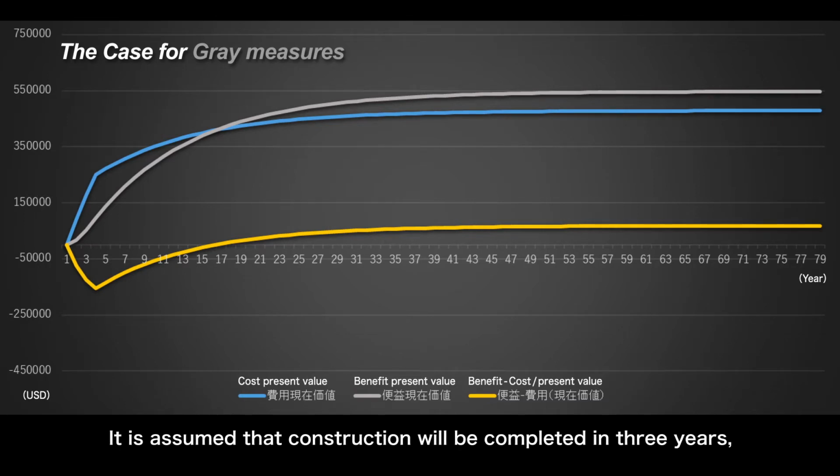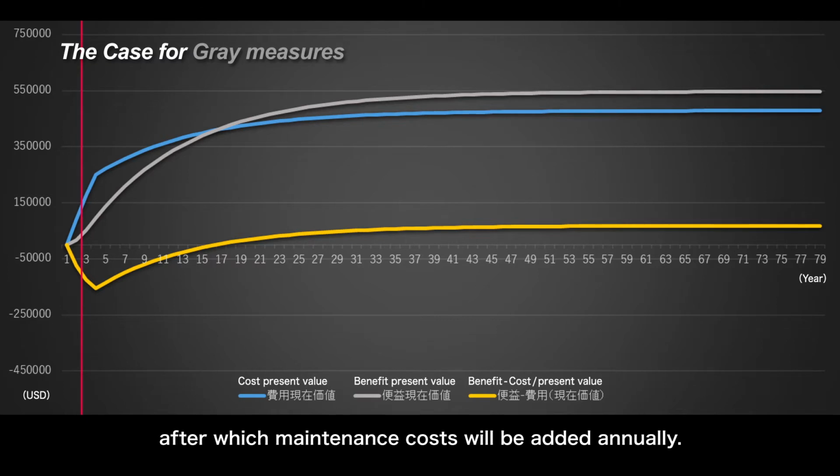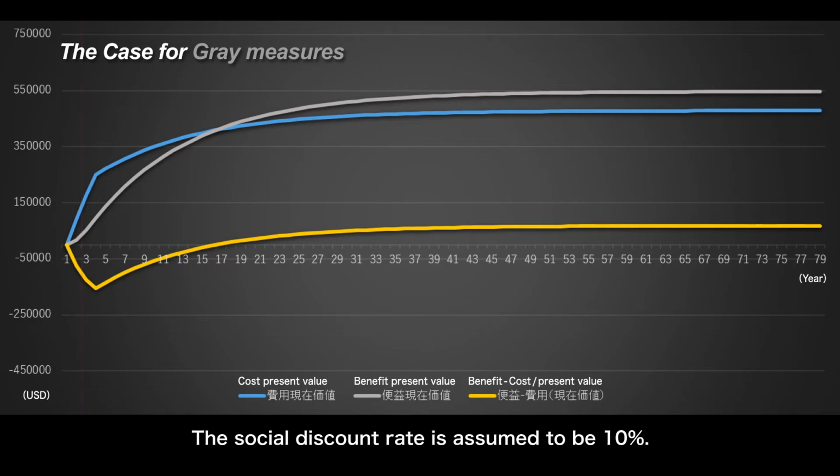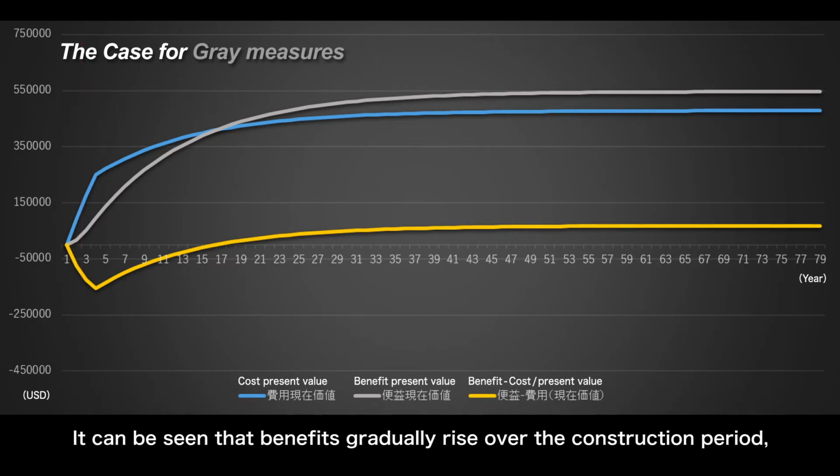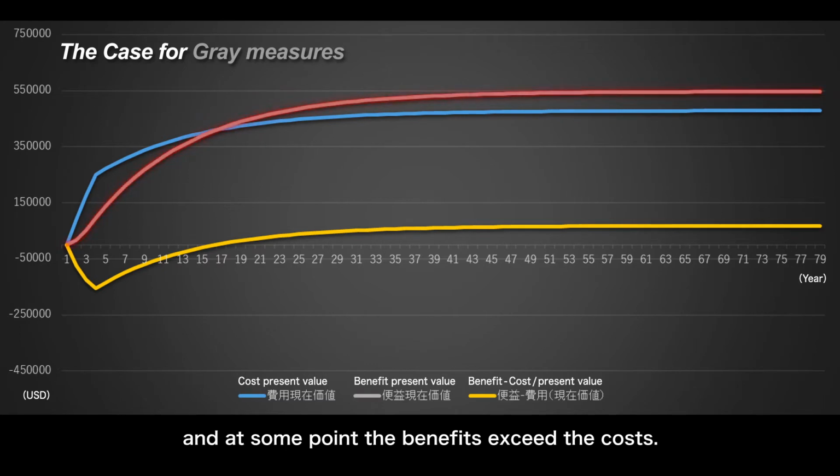It is assumed that construction will be completed in 3 years, after which maintenance costs will be added annually. The social discount rate is assumed to be 10%. It can be seen that benefits gradually rise over the construction period, and at some point, the benefits exceed the costs.